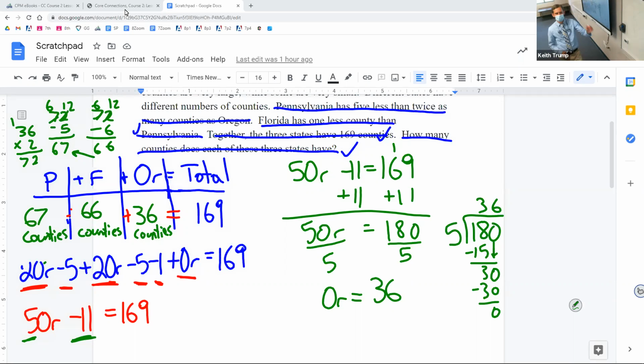Now, before we say, all right, I'm finished with this, I got it. Before we write in our declare section, Pennsylvania has 67 counties. Florida has 66 counties. Oregon has 36 counties, which would be our final answer. Let's go ahead and check. We're going to check again, like the last problem, by adding them together to make sure that they add up to 169.